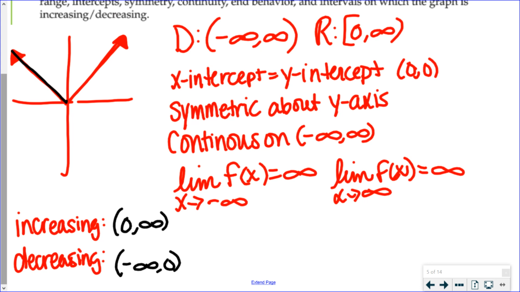So that was our parent functions and attributes of our parent functions, just a quick review. And in the next video, we're going to review our horizontal shifts and vertical shifts and reflections.